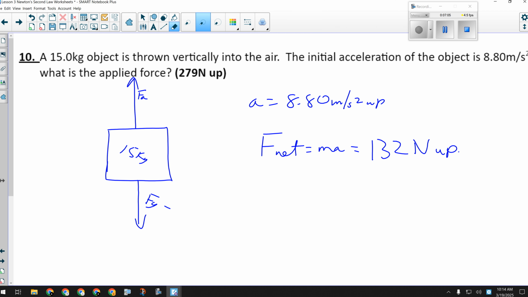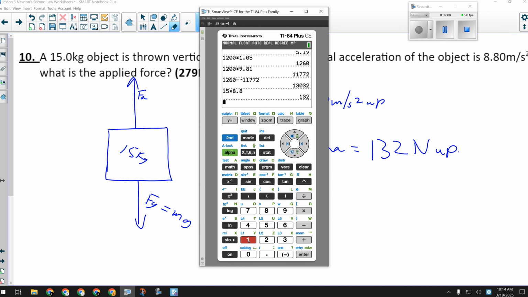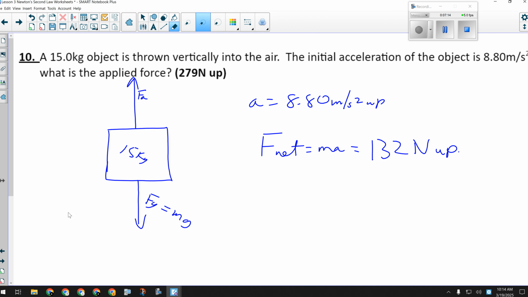Okay, so we're going to have Fg is m times g to calculate that force. 15 times 9.81. All right, so that force is 147.15 newtons, and it's down. What's the other way to calculate net force? Sum of all forces.